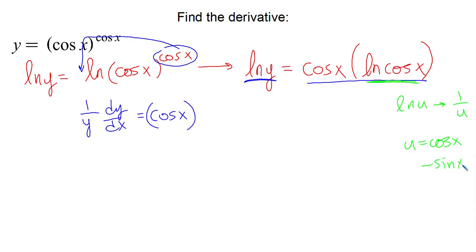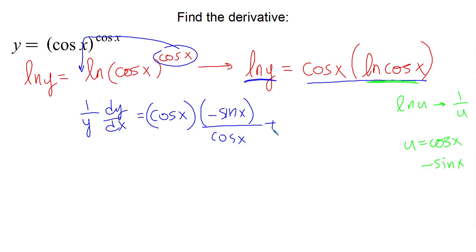Negative sine of x. So the derivative of natural log of cosine is negative sine of x divided by u, where u was cosine of x. And then we will finish our product rule by adding to that the derivative of our cosine term. Okay.